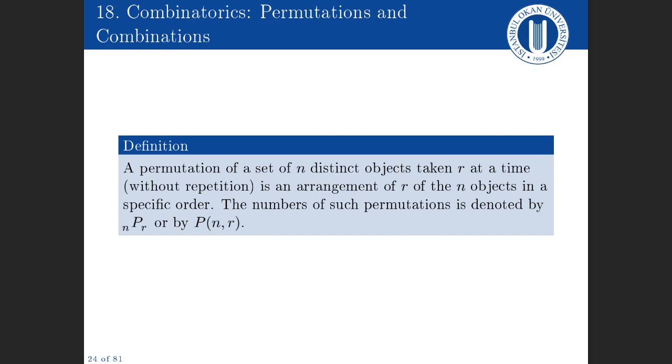A permutation of a set of n distinct objects taken r at a time without repetition is an arrangement of r of the n objects in a specific order. The number of such permutations we're going to call nPr. P for permutation, n is the total number of objects that we have, r is how many of them we're using at that time. How many we're taking from the total number of objects.